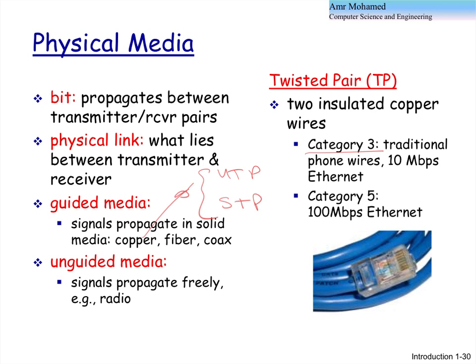This has been used for quite a long time for telephone cables, for voice cables only. Okay? And then came Cat5. Cat5 is used for Ethernet, which uses 8 different thin wires. Each 2 are twisted together.